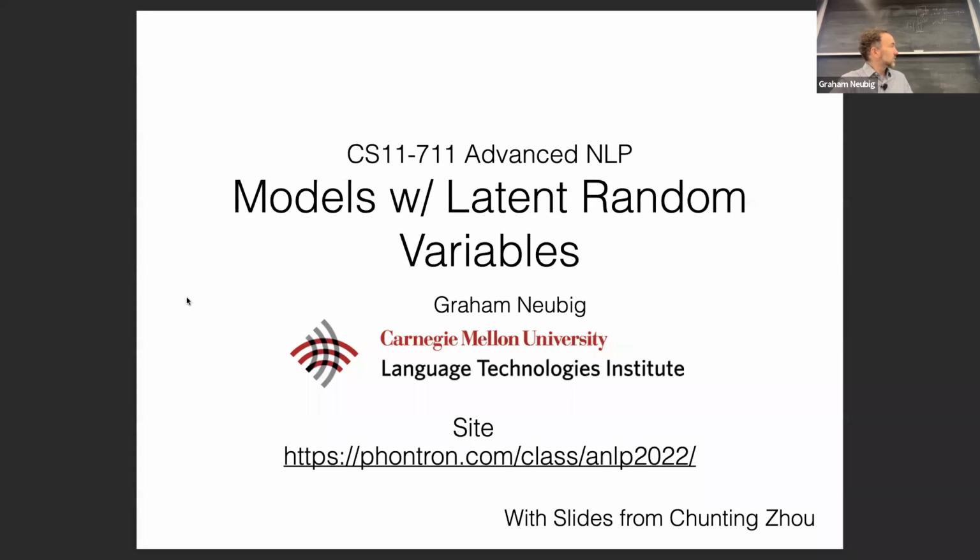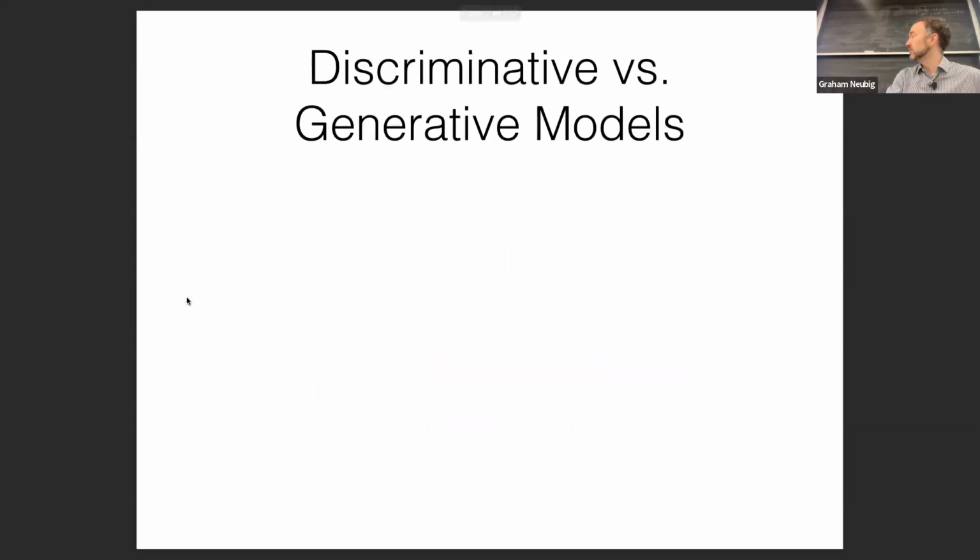So this time I'll be talking about models with latent random variables, with the idea that these are models that can allow you to do some interesting things that you aren't easily able to do with the models that I introduced previously. So we can just jump right in.